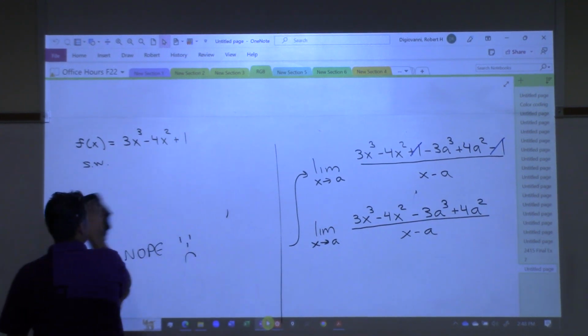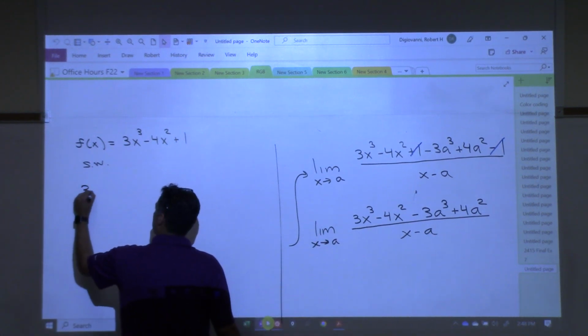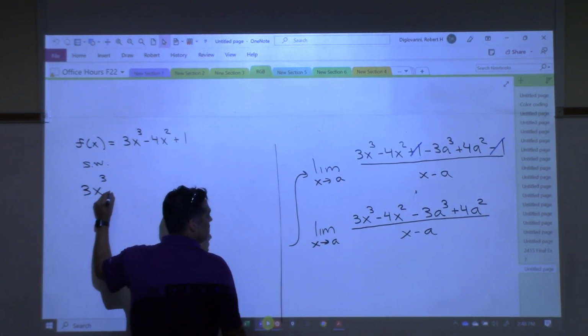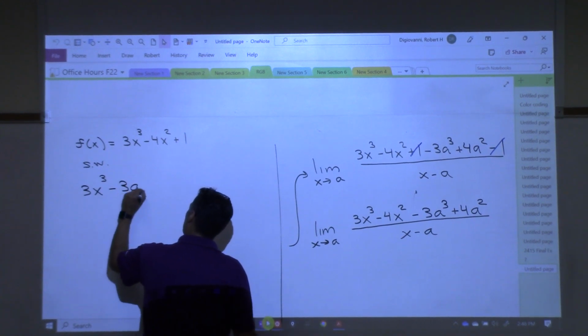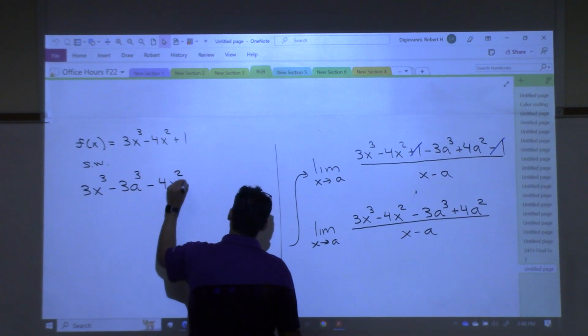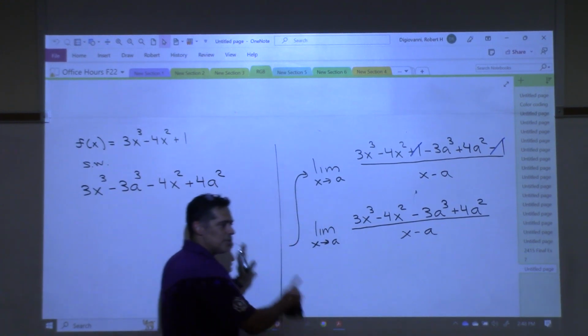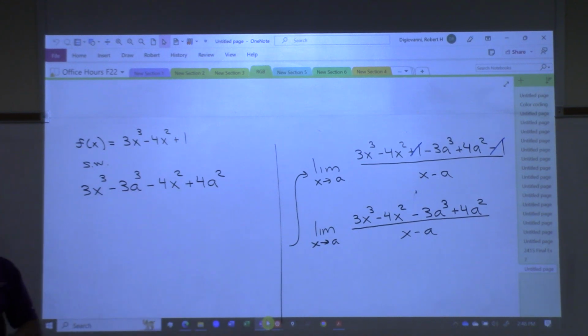All right. So now what I'm going to do is rearrange this. I'm going to write it as 3x cubed. Then I'm going to bring the minus 3a cubed. And then I'm going to put the minus 4x squared and then the plus 4a squared. Right? I'm just going to see, maybe rearranging it will help.